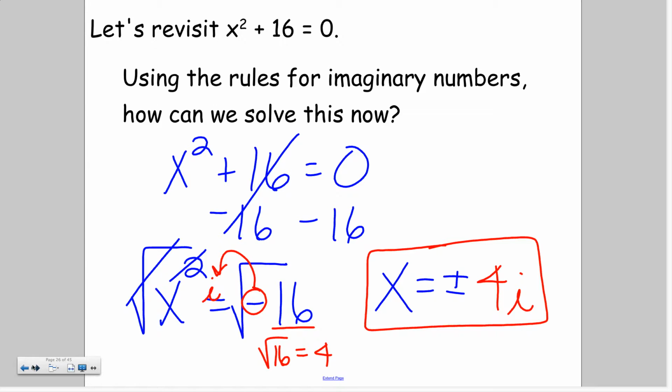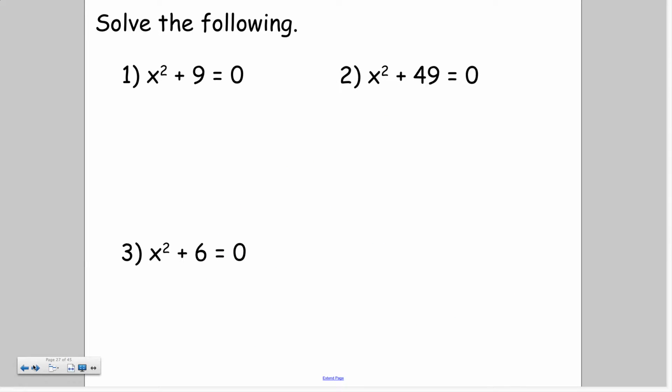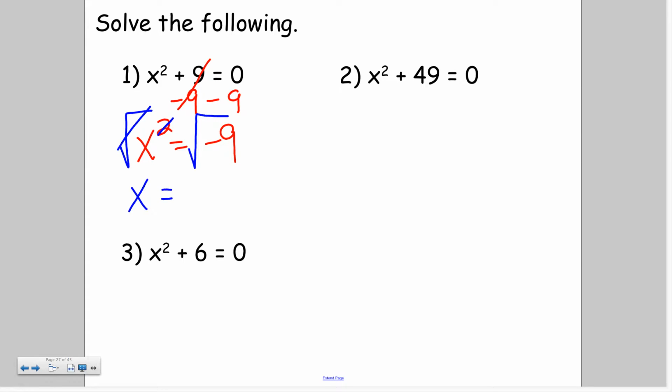Now, look at the bottom of that page. You may pause and try these on your own, or you can work through with me. x squared plus 9 equals 0. I'm going to subtract 9 from both sides. Then I'm going to take the square root of both sides. That tells me I'm going to have a positive and a negative. I've got a negative in there, so out's going to come an i. Then I'm left with the square root of 9, which I know is 3. So my answer is x equals plus or minus 3i. I can't forget about my i.